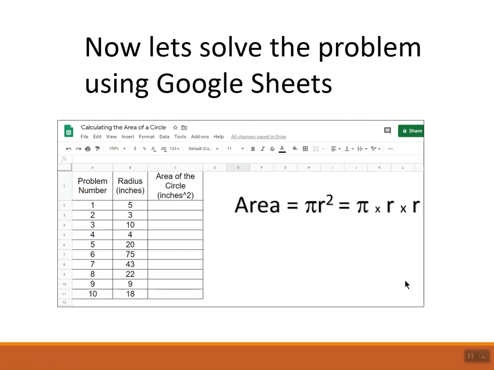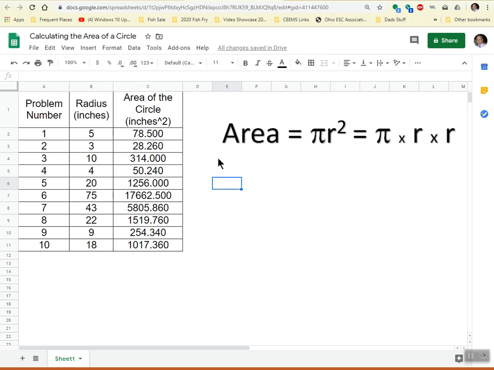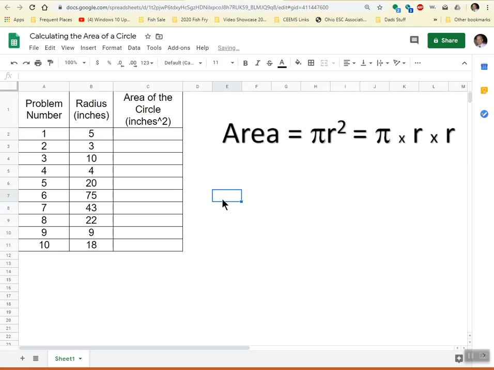Now, it wouldn't be too difficult to calculate this by hand, but if you have a bunch of problems that your teacher assigned to you, you could use Google Sheets. And that's what we're going to do next. We're going to look at 10 problems where we calculate the area of a circle using our formula, area is equal to pi r squared. So I'm going to switch over to the Google Sheet. I've already prepared one, and I'm going to erase these because I've already calculated those.